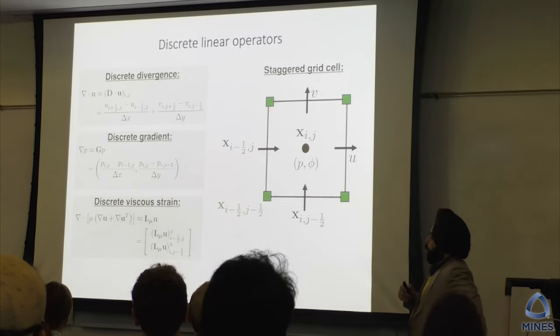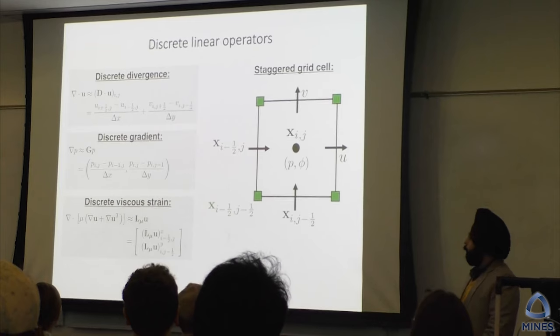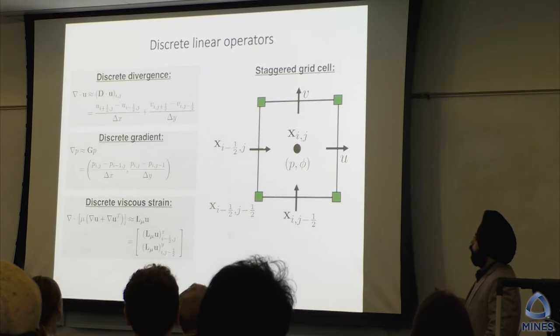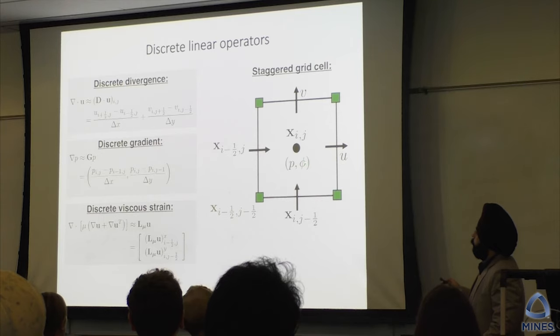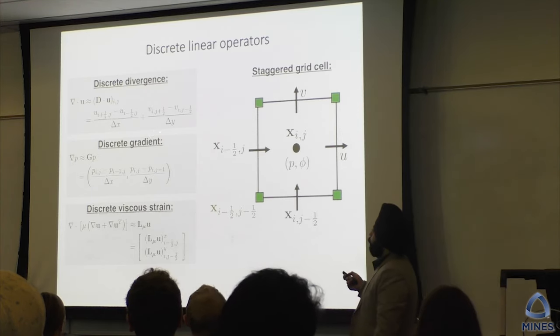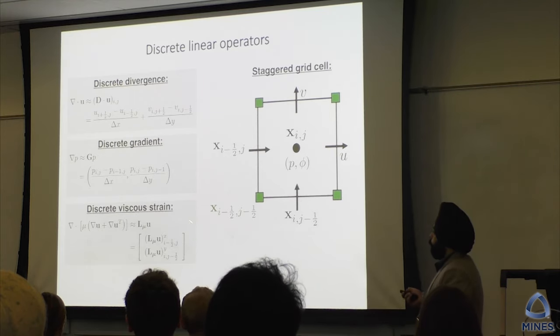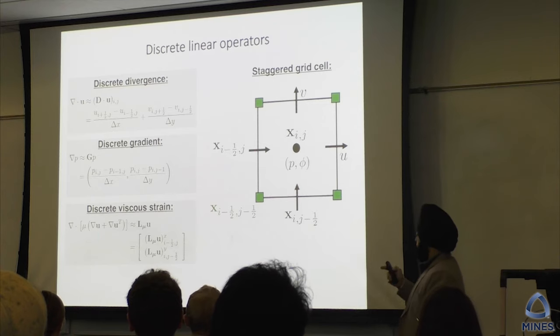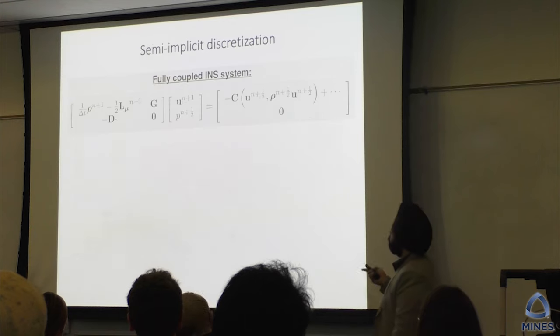So getting to the nuts and bolts, we use a staggered discretization scheme in which velocities are on the faces of the cells, and pressure and the scalar that tracks the phases are defined on the cell centers. Your divergence operator is a standard Cartesian operator, as is your gradient operator. And your viscous operator, because of the varying viscosity, you have to do a lot of bookkeeping. These are some of the things that you need to grab.